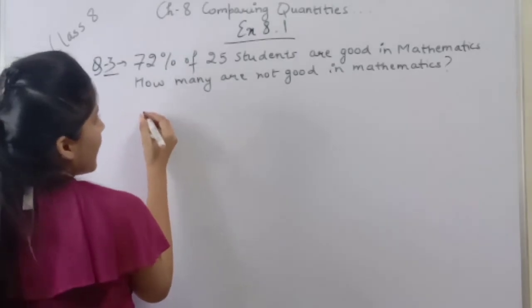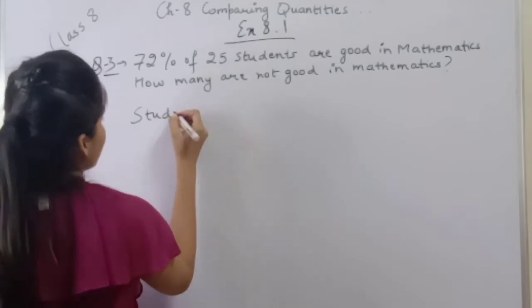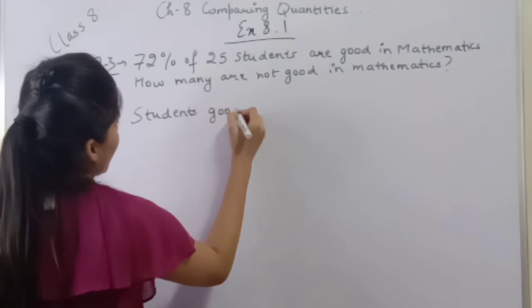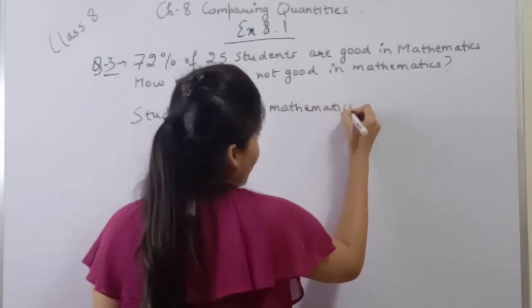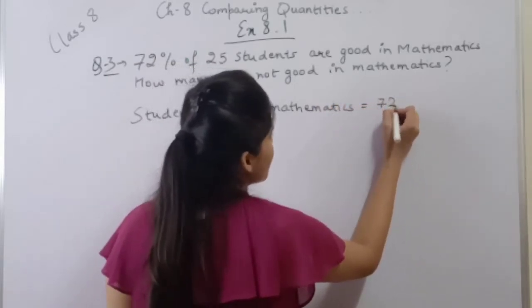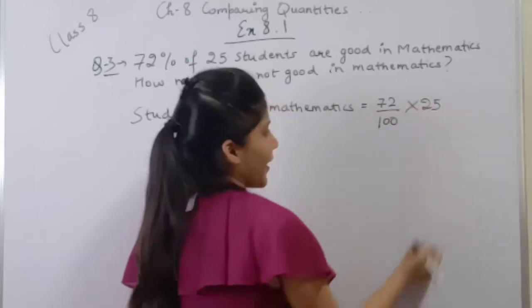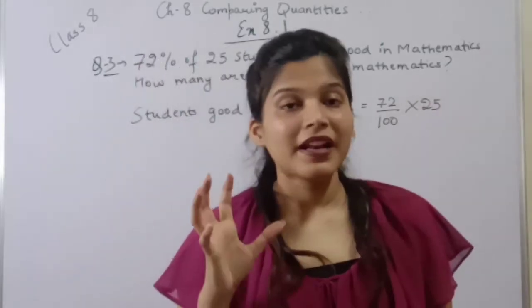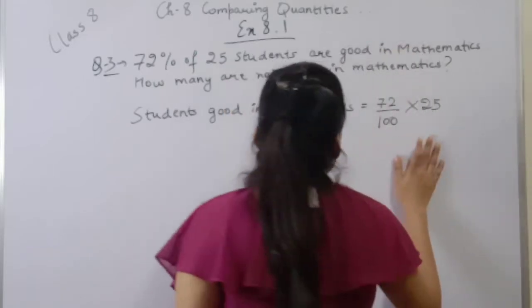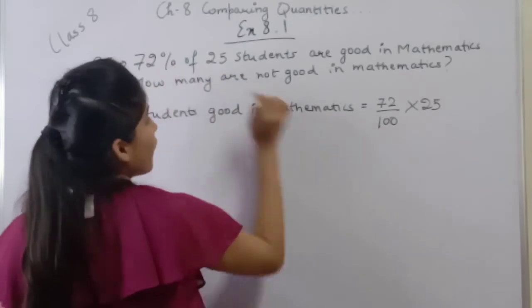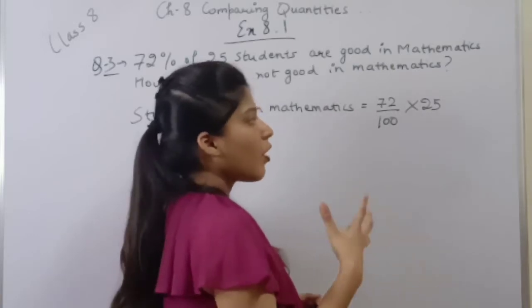First we will write students good in mathematics equals to 72% means 72 upon 100 of 25. अब इसको कैलकुलेट करके जो हमारा रिजल्ट आएगा that will be the number of students that are good in mathematics. Okay, so 72% means upon 100, of means into, 25 means 25. So 72% of 25 means 72 upon 100 of 25.